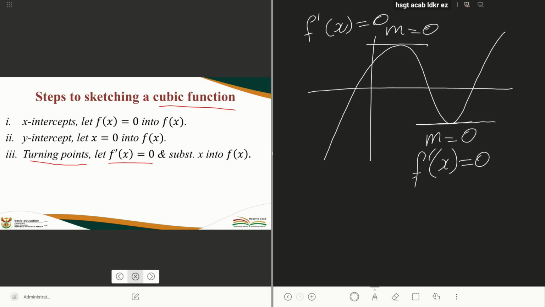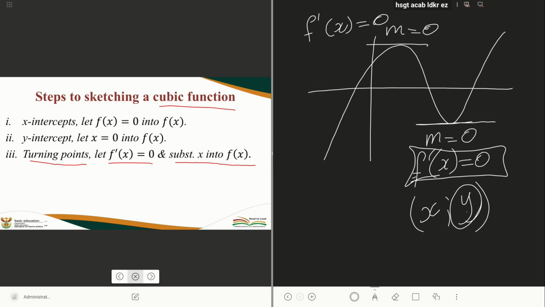And then after, substitute in the place of x in our f of x. Why are we doing this? We are looking for the y value. From our roots, or from the first derivative, we're going to be getting the x, and then you substitute that x value into f of x to get the y value.